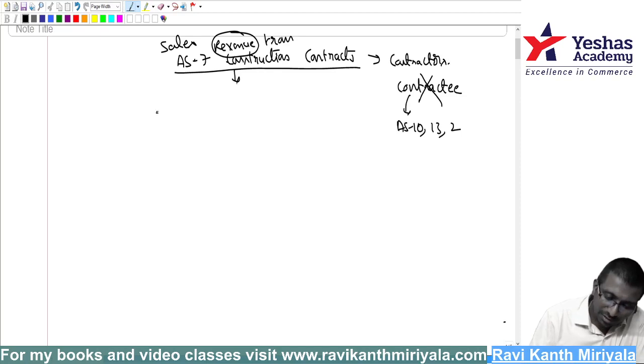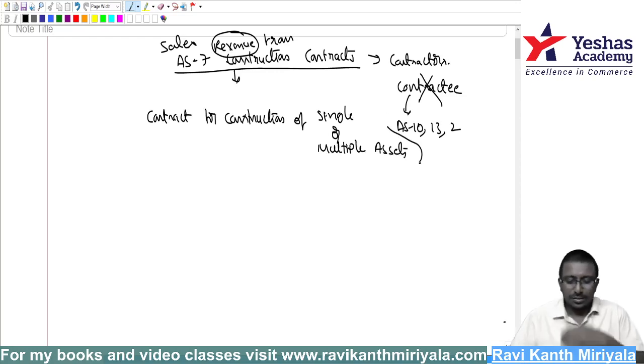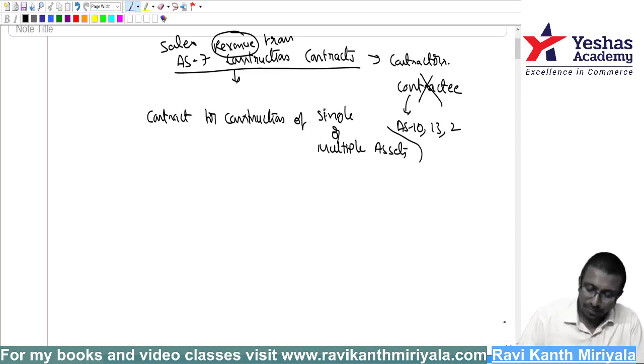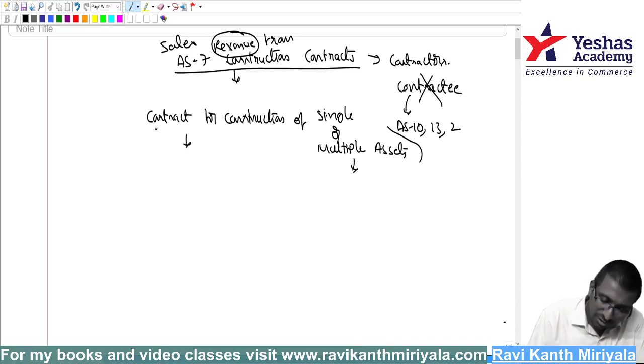What is a construction contract? The definition is very simple. It is a contract for construction of a single asset or multiple assets, which are interdependent and interrelated based on the technology, based on the ultimate usage, and many other things. Now onwards I'll say CC, construction contract.